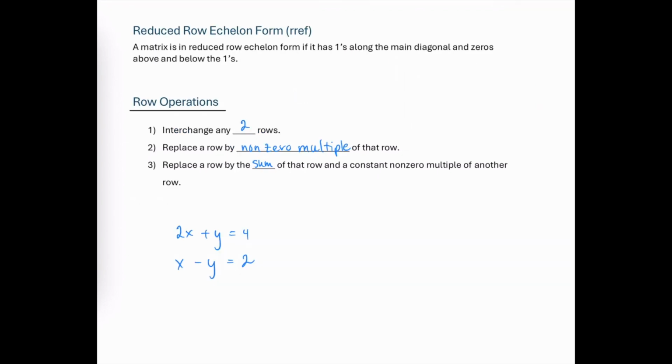Let's take a look at a system of equations to unpack these first two row operations to see why those are allowed. If we convert the system of equations to a matrix, we would have the first row being 2, 1, and 4. Second row would be 1, negative 1, and 2. And then we have our vertical augment bar representing the equal sign. The first allowable row operation is that we can interchange any two rows. So we could write row 2 as row 1 and vice versa, which makes sense because that would be the equivalent of just writing the second equation first. So that is totally allowed.